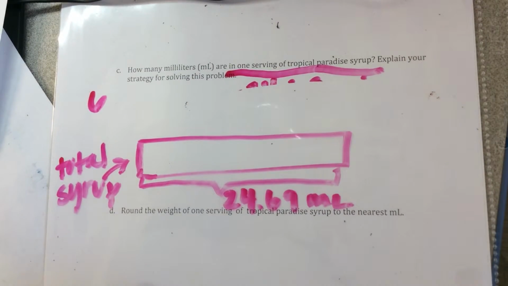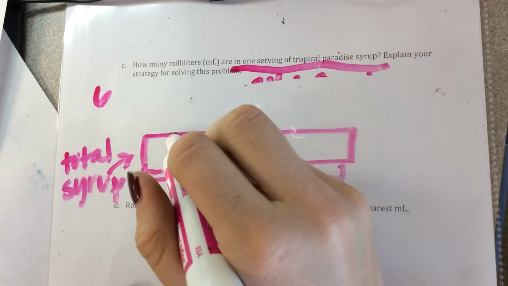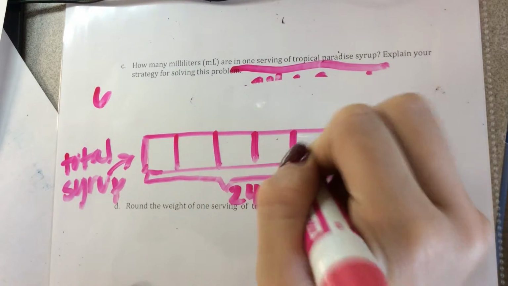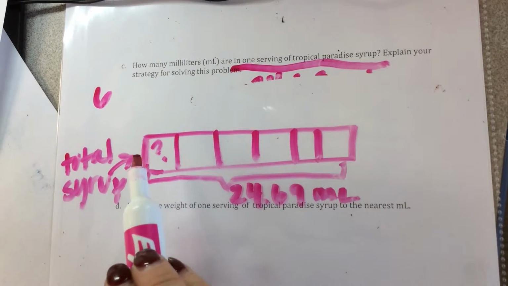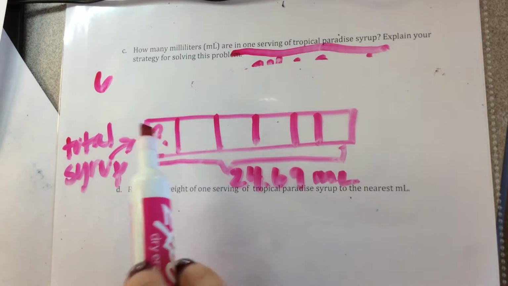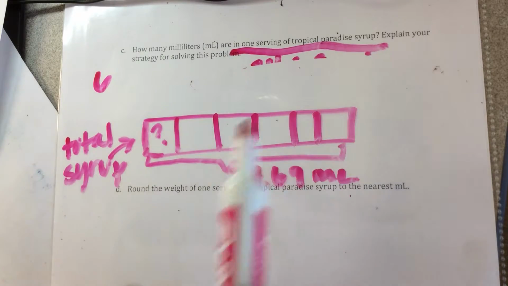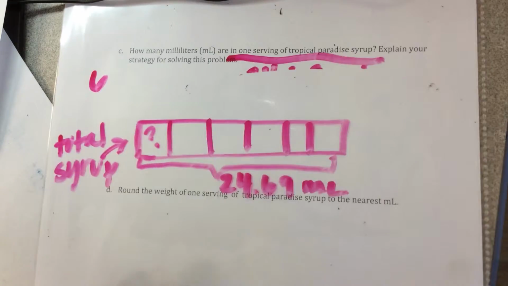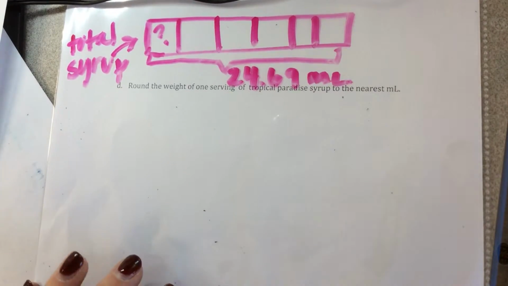Now we know he's going to break it into 6 servings. So I'm going to break my total syrup into 6 servings. 1, 2, 3, 4, 5, 6. So now what I'm trying to find is how much 1 serving is. So if I know this is the total and I want to find out how much just this one is, we can see we need to break it into 6 groups or divide by 6. Divide by 6.